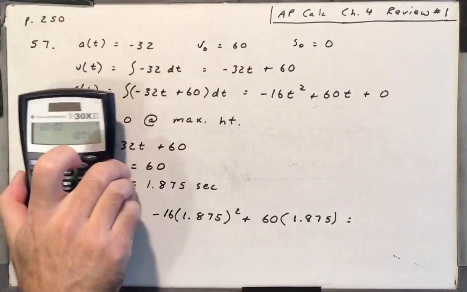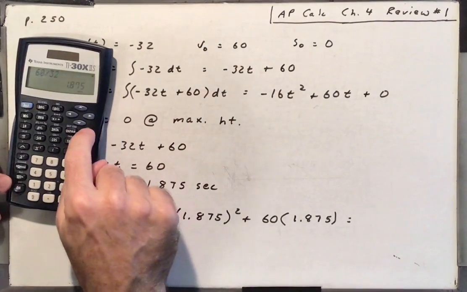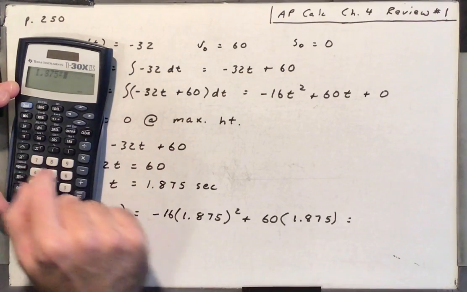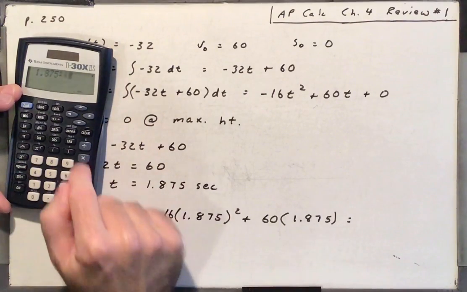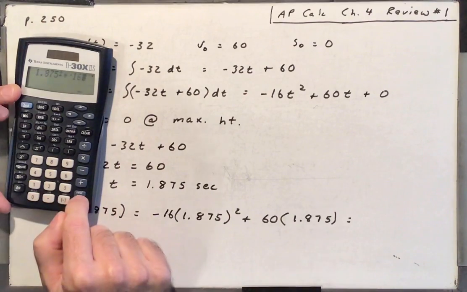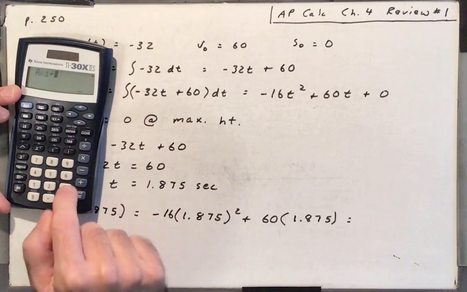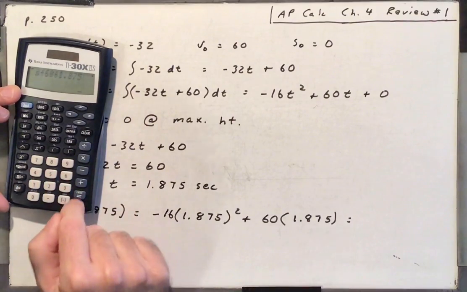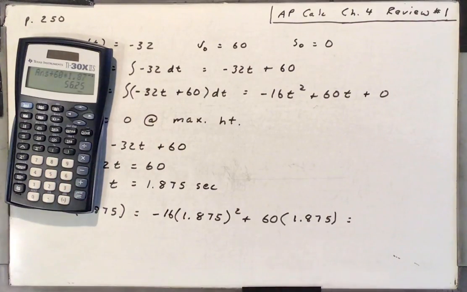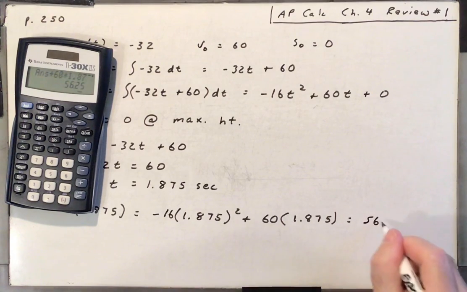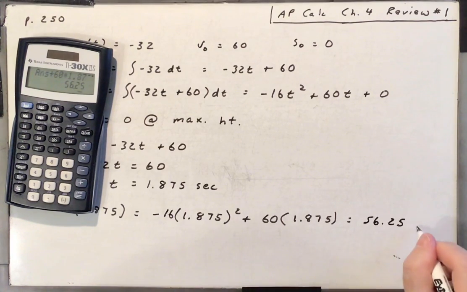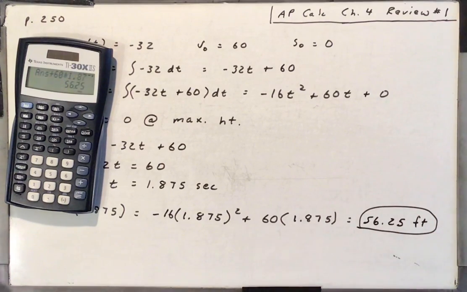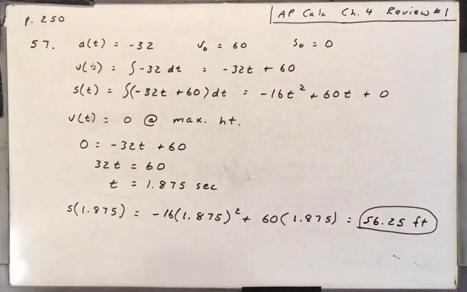All right, well, let's put it in the old calculator here. 1.875 squared times negative 16 plus 60 times 1.875. That's 56.25 feet. All right, I hope that's the answer in the back of the book.